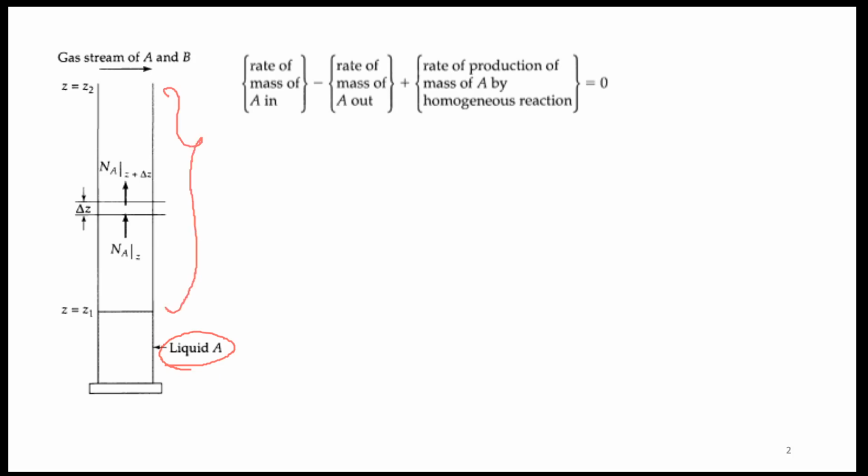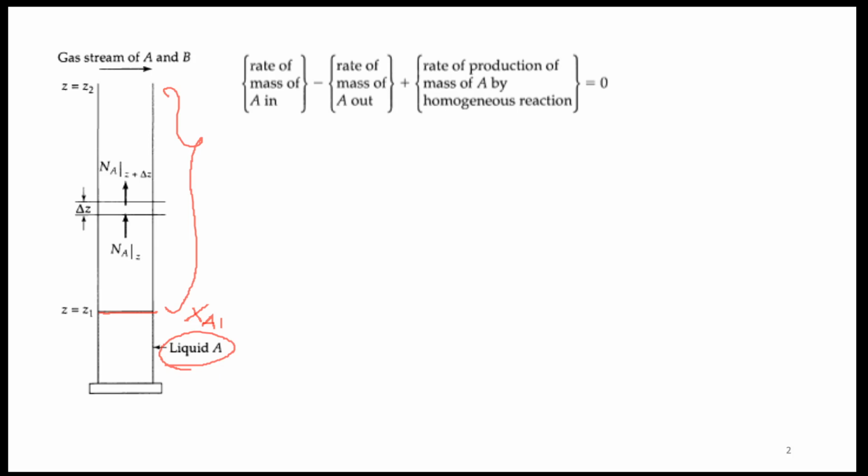Now let's assume that there is a device that maintains the liquid level at Z equal to Z1. At the liquid gas interface, the gas phase concentration of A, expressed as the mole fraction, is XA1. This is the gas phase concentration corresponding to the equilibrium with the liquid at the interface.